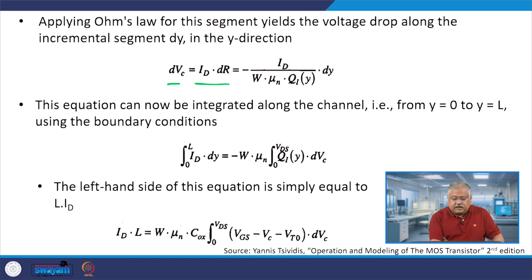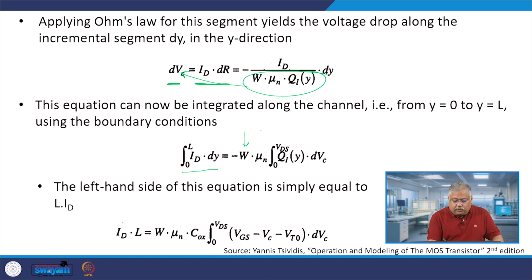So I put minus times. Why minus? Because you are working with a negative charge here, right. Now since this equation needs to be integrated from y equals 0 to y equals L, when you integrate, what you try to do is take ID dy on the one side, and all the other factors you shift to the other side, cross multiply.